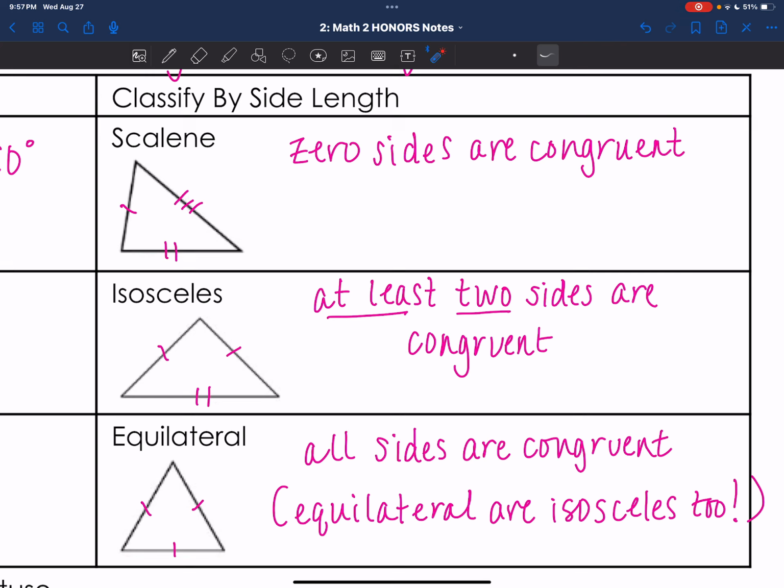And then the last way to classify by side length is an equilateral. Well, think of the word equal. So equal means all the sides are congruent. So if you notice here, they all have the same number of tick marks on each of the sides. And then also, I want you to realize an equilateral is also isosceles. Because didn't we say at least two? Well, if all the sides are congruent, that means at least two.